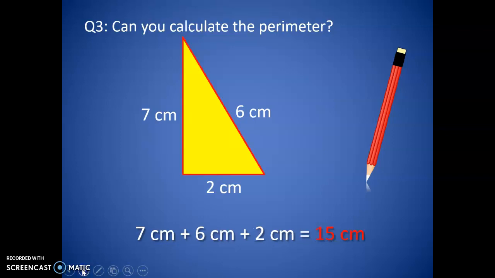Well done if you said 15. 7 add 6 is 13. Add another 2 is 15.